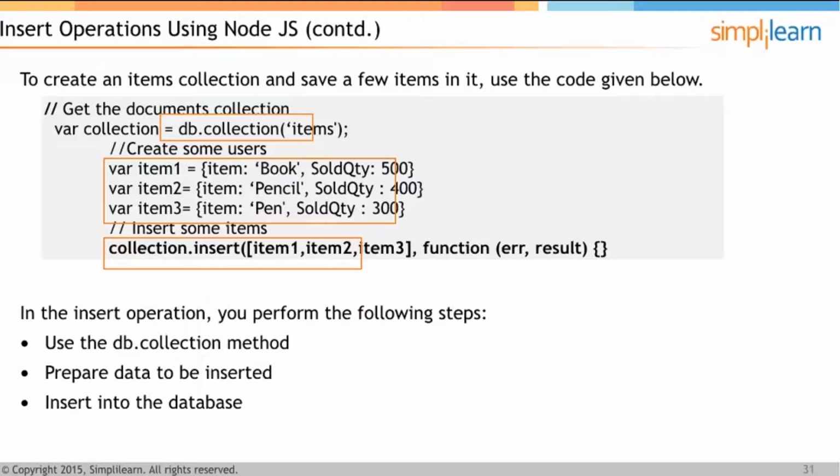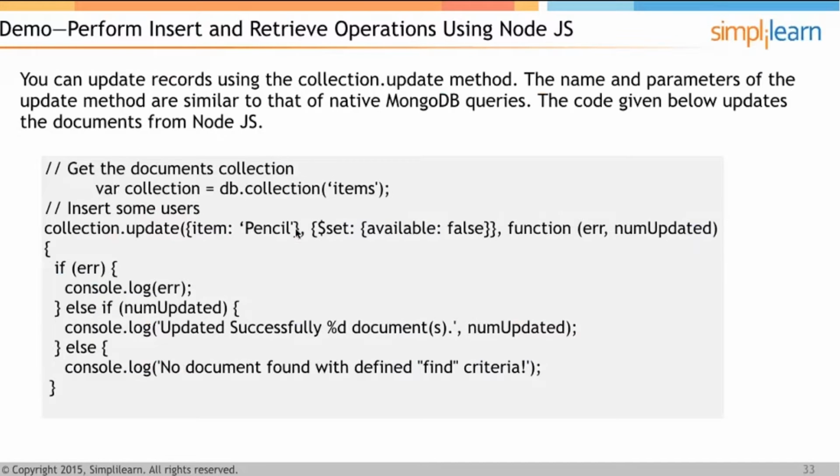Please see, this collection is actually this object, this variable over here. Collection.insert, I specify these over here. And again, the second parameter is a function, which has two parameters: one is the error and second is the result, which will be the insertion of all these three items into my items collection. So in the insert operation, you perform the following steps, what we have just done. I use the db.collection method to get the collection, prepare the data to be inserted, that is the variables which I've created, and then I insert them into the database. That was how the insertion happens.